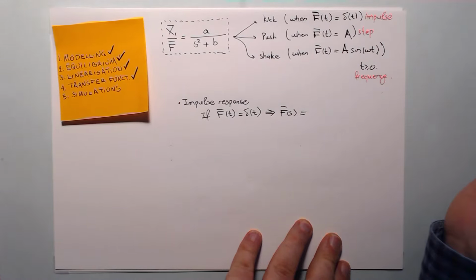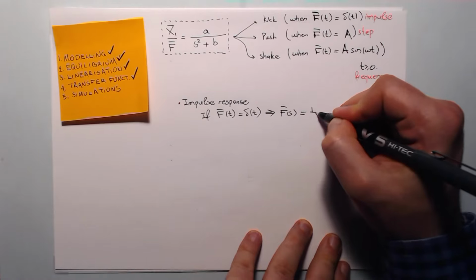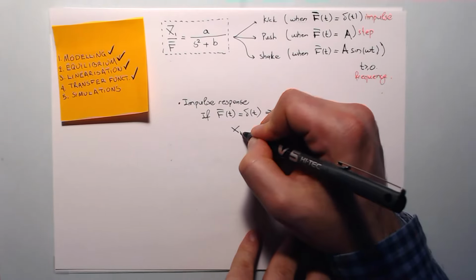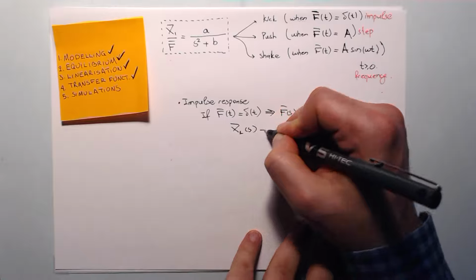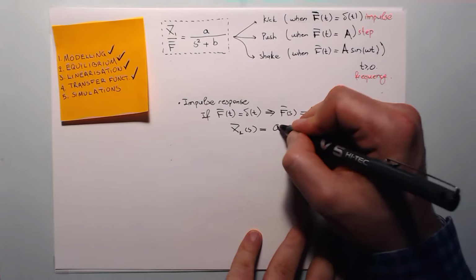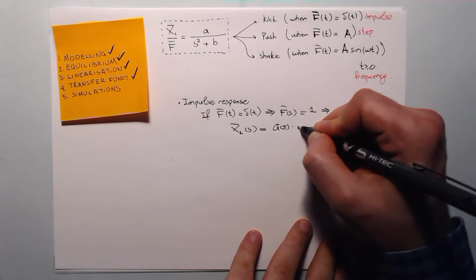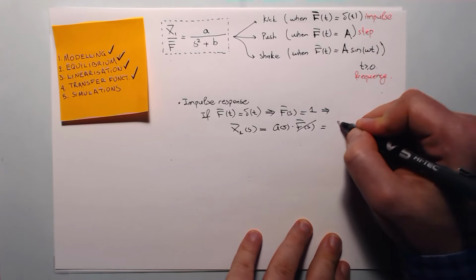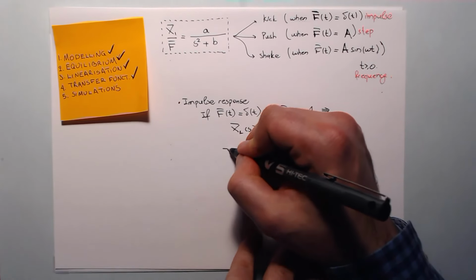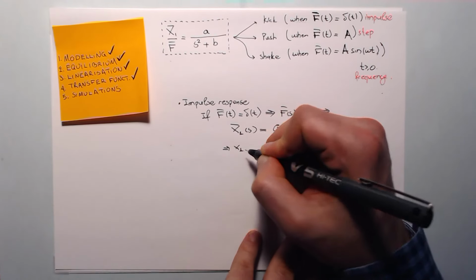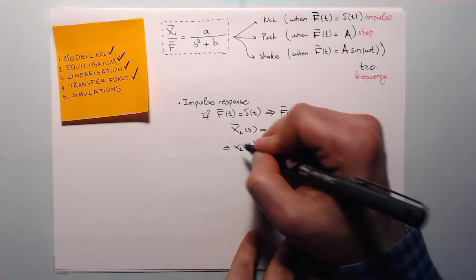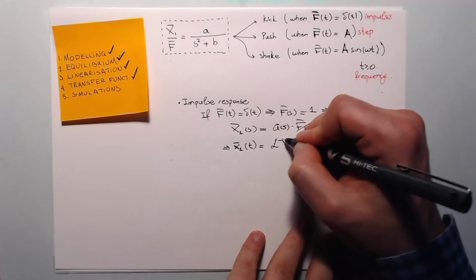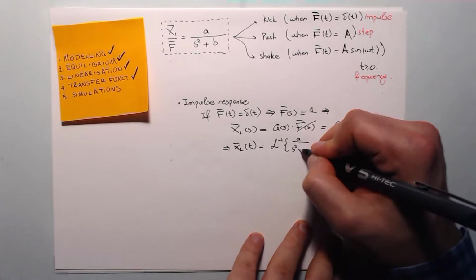What is the Laplace transform of delta? It is equal to 1. Therefore, what is the output of the system? x1 bar of s is the transfer function times the input. But the input is equal to 1, so it is just the transfer function, g of s. And if you want to turn it back into the time domain, what is x1 bar of t? Don't forget the bar. This is the inverse Laplace transform of g, which is that.